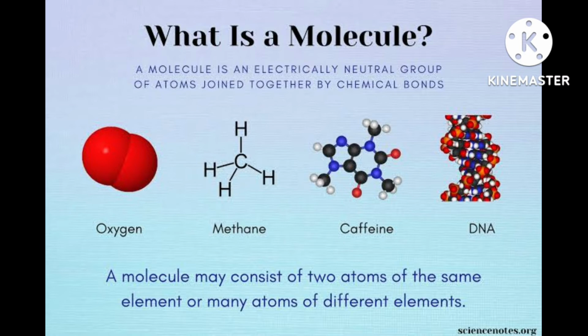What is that small n value? You will get this value when you divide the molar mass by the empirical formula mass. Molar mass divided by empirical formula mass. Whatever value you get, that is called small n.